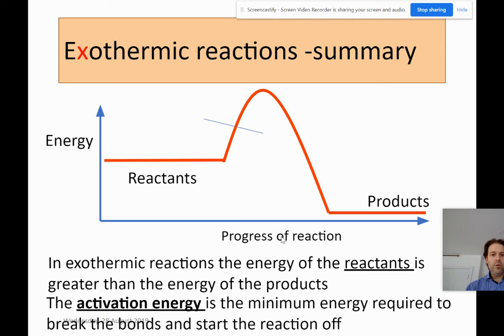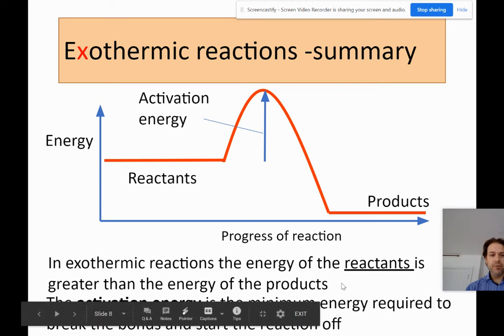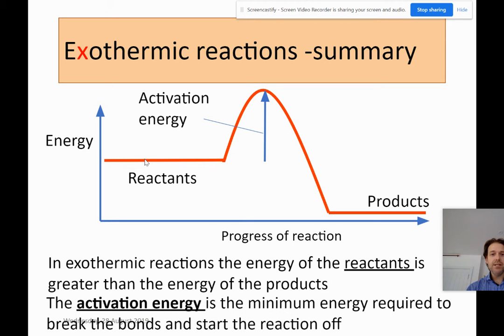So what we see is as the reaction progresses, the reactants will turn into the products and we will have our graph. In exothermic reactions, the energy of the reactants is greater than the energy of the products. So this line is higher, more energy, than this line, which is lower.